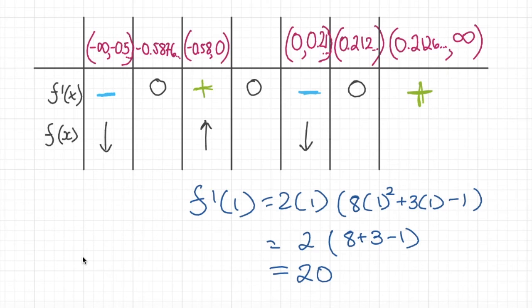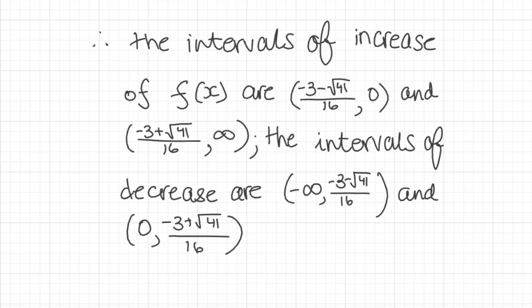Wherever f prime of x is negative, that means that f of x is decreasing. Similarly, wherever f prime of x is positive, we have that f of x is increasing. And we show this through arrows in our table. And so finally we can determine that the intervals of increase of f of x are negative 3 minus root 41 over 16 to 0, and negative 3 plus root 41 over 16 to infinity.